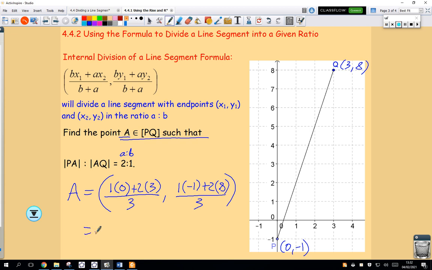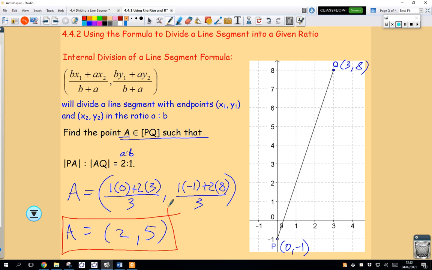And then it's just solving. On the top here you get 6. 6 over 3 is 2. On the top here you get -1 plus 16, which would be 15, over 3 is 5. So A is the point 2, 5. In the previous lesson, I did exactly the same question. However, I used a more visual approach. This is using a more algebraic approach, just plugging numbers into a formula, I guess.